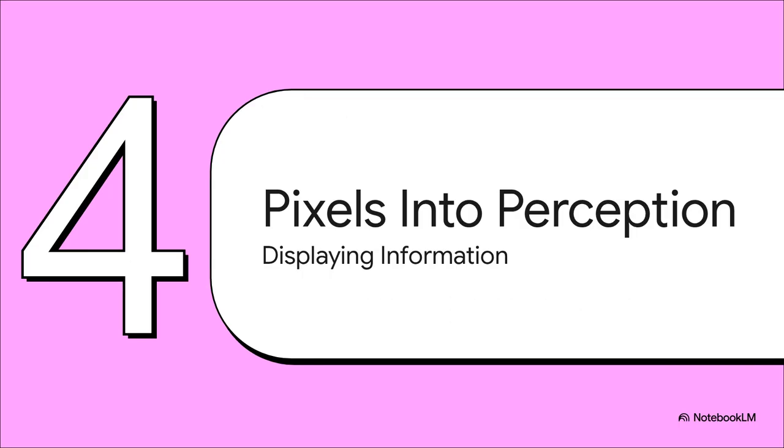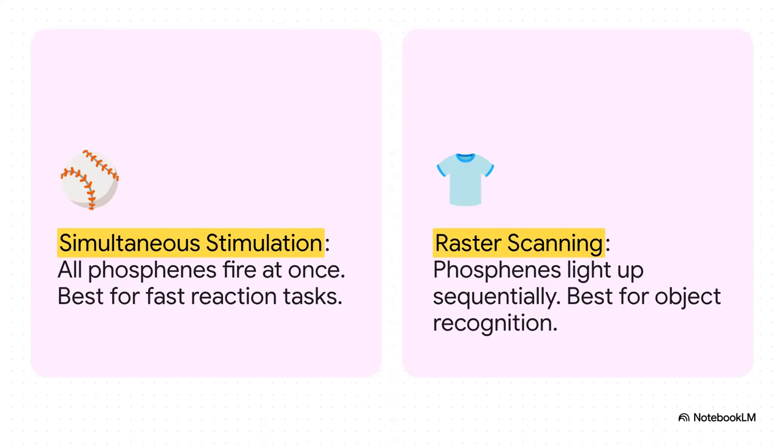Which brings us right to our fourth and final challenge, turning all those scattered pixels into something meaningful. Into perception. So you've got the phosphenes, but what's the best way to light them up so the user can actually understand what they're supposed to be seeing? Well, it turns out there's no single best way to do it. The best strategy actually depends entirely on what you're trying to do.